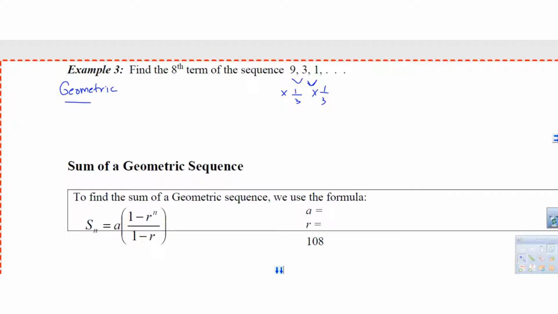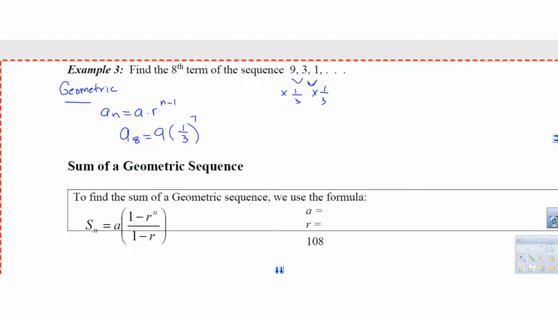And then they say 8th term. So I'm going to write down the formula for a specific term if it's geometric, which is A times R to the n minus 1. Find the 8th term. A sub 8 is the first term, which is a 9, times the common ratio, which is 1/3, in parentheses, raised to the 8 minus 1, which is 7.